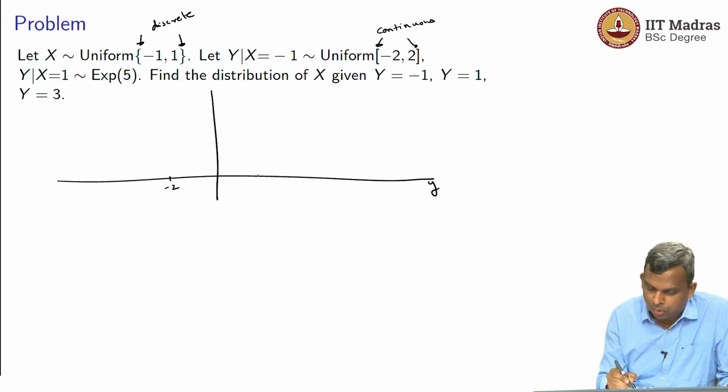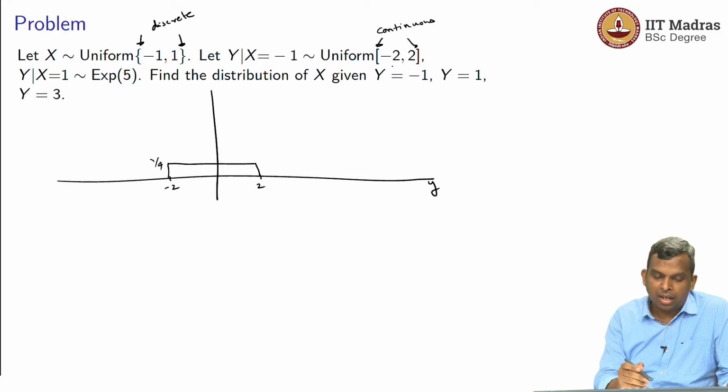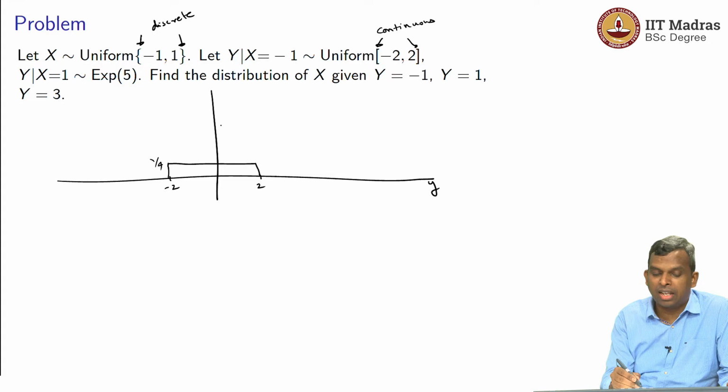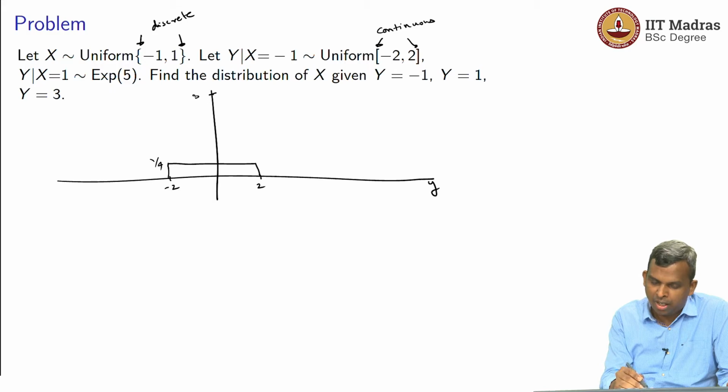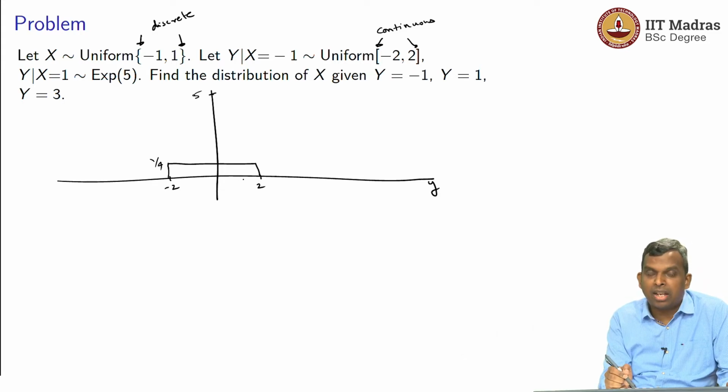Okay, -2, this could be +2, this is 1/4 height, right? So this is the conditional uniform -2 to 2, and then you have the conditional y given x equals +1, and that is exponential 5. So exponential 5 is what is the density? It's 5 e power minus 5x, right? That's the lambda e power minus lambda x is the density. So this will probably go down like this. So it'll start at 5. Okay, so it'll start somewhere way out there, 5. And then the density at even 1 has become 5 divided by e power 5.